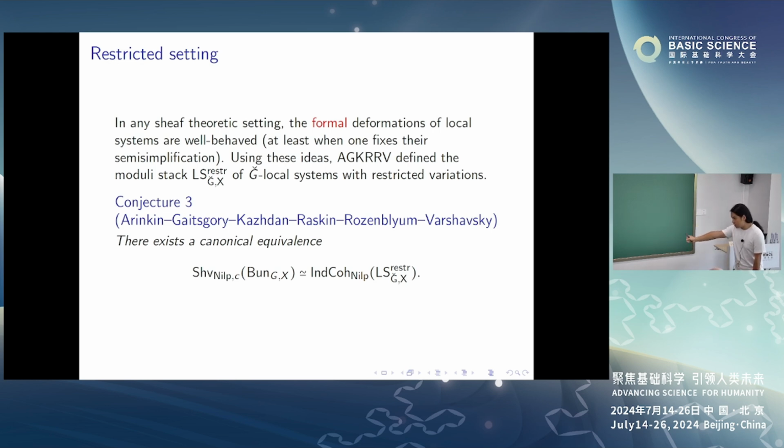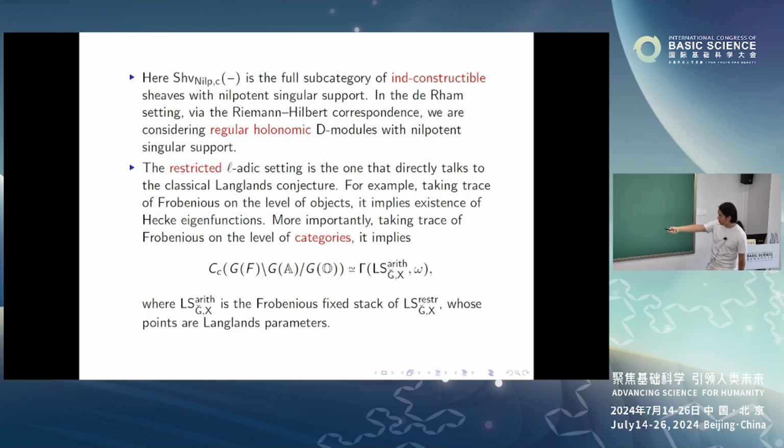So in other words, on the spectral side, we focus on the formal geometry. Then you have to shrink the category on the automorphic side. You cannot just use the entire category of sheaves, or even the category with nilpotent singular support. Instead, I put a C here. This means you consider the full subcategory of ind-constructible sheaves with nilpotent singular support.